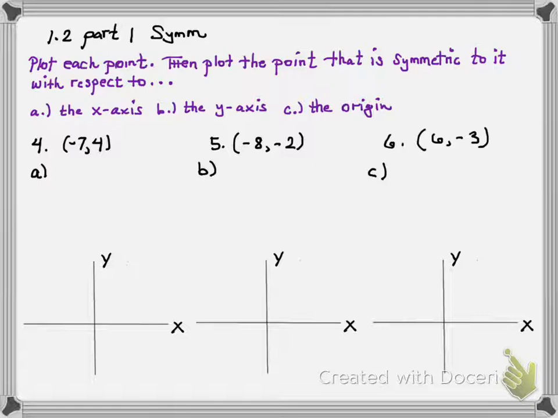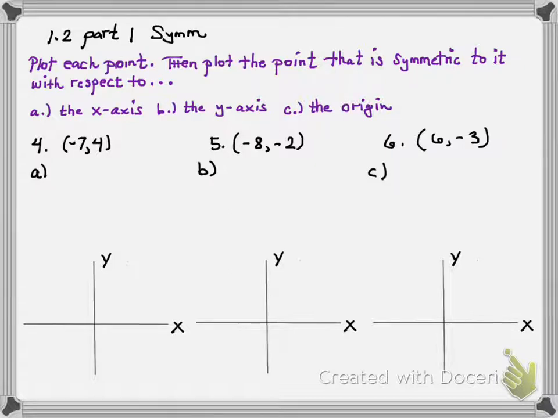Alright, so what we're going to do is plot a point, and then plot a new point that's symmetric to the original point with respect to the x-axis, the y-axis, and the origin. We'll just do one example for each problem, not all 3 examples for all 3 problems, okay? Cut our work down a little bit. So for number 4, our original point is negative 7, 4.